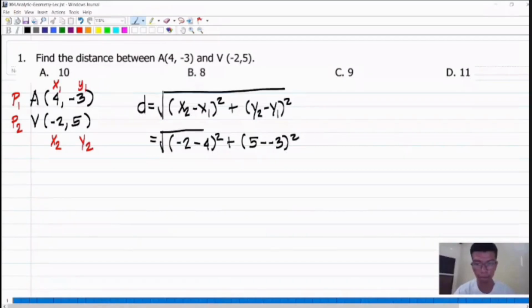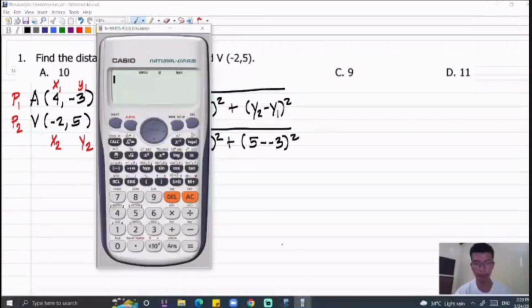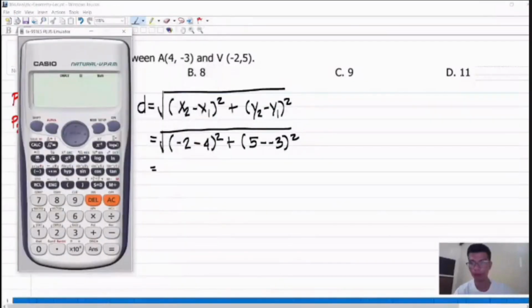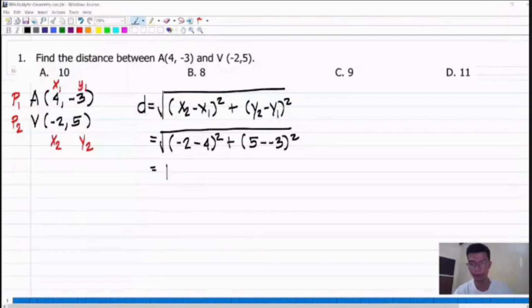So this will be square root of negative 2 minus 4 square plus 5 minus negative 3 square. So the answer is 9 units, and that is letter A.